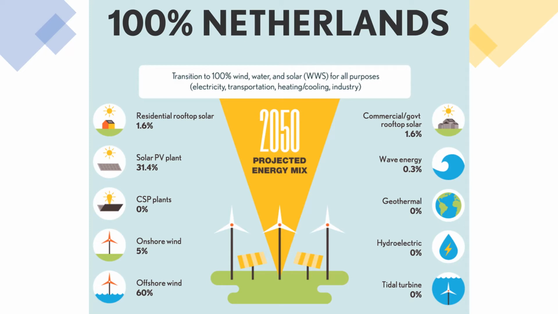So here's an example of one country that hopes to have 100% renewable energy by 2050, the Netherlands in Europe. And if you have a look, they're going to get 60% of it from offshore wind. That's putting wind turbines out to sea, so they're not underwater. They're above water, but because they're out to sea, they don't make lots of noise and they don't use up any land. So offshore wind's a really awesome option. And then most of the rest of it's going to come from solar energy.